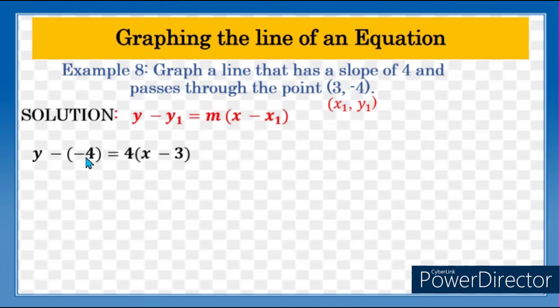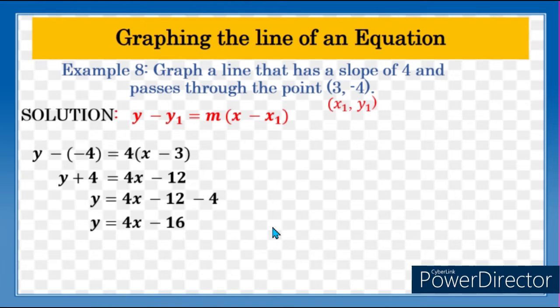And then negative times negative is equal to positive. So we have here an equation. y plus 4 is equal to 4x minus 12. Okay, so next is ilipat po natin sa right side si positive 4. So magiging equation po natin ngayon dito ay y is equal to 4x minus 12 minus 4. So combining like terms, we have negative 12 minus 4 is equal to negative 16.